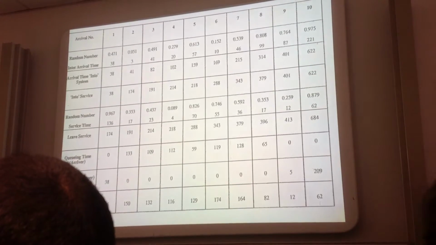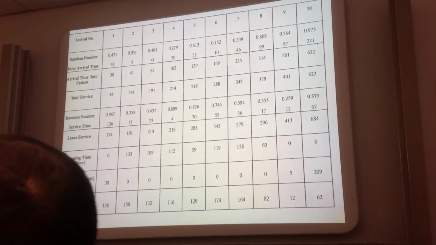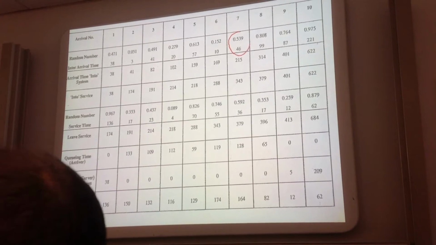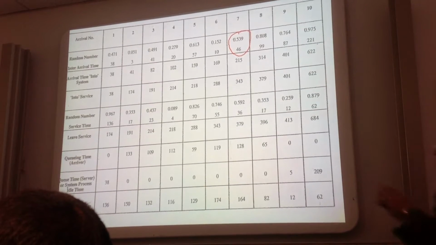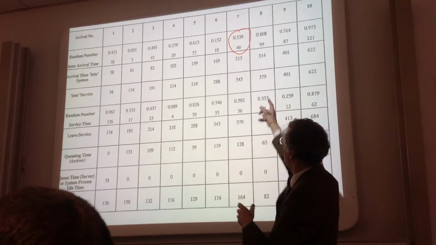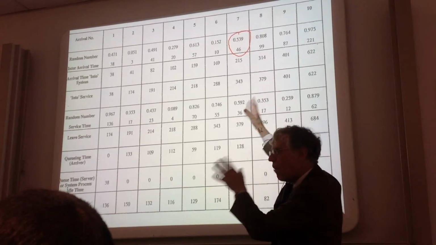Now, I did an example whereby I had a random number of 0.539, and that gave us a travel time of 46. I've rounded these off to the nearest whole second, but it was 46.4 seconds, and 46 seconds up there. So that was the example that we did.